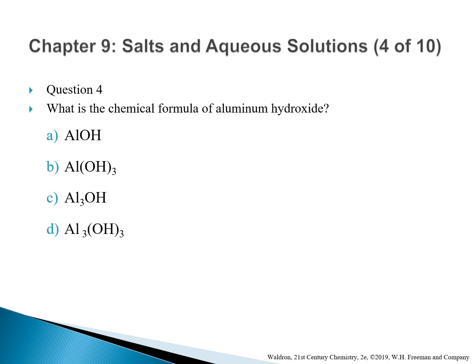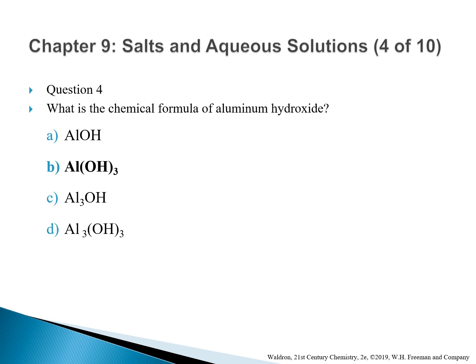Question 4. What is the chemical formula of aluminum hydroxide? A. AlOH. B. Al(OH)3. C. Al3OH. D. Al3(OH)3. Please pause your video here. The correct answer is B.